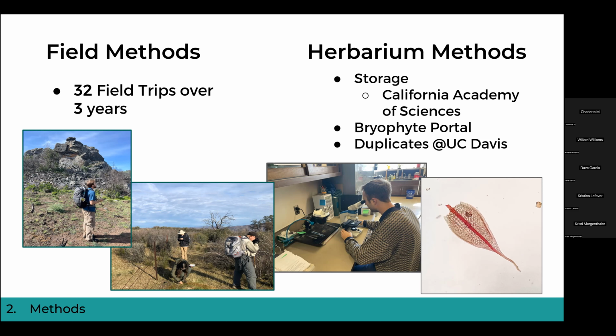Once the bryophytes were collected, we processed them back at the lab. We put them in temporary packets in the field, and then once they were identified under the scopes, we put them in temporary or permanent packets. Those packets are now stored at the California Academy of Sciences herbarium. Also, all the records from this study are publicly available on the Bryophyte Portal website. And then duplicates from the study were sent to the UC Davis herbarium.